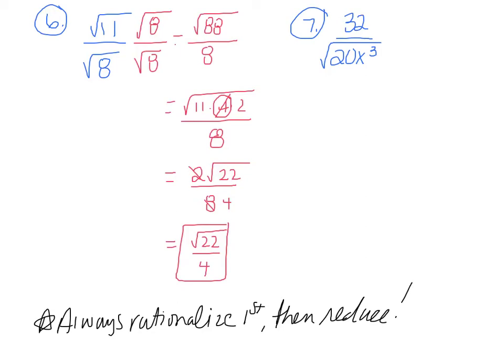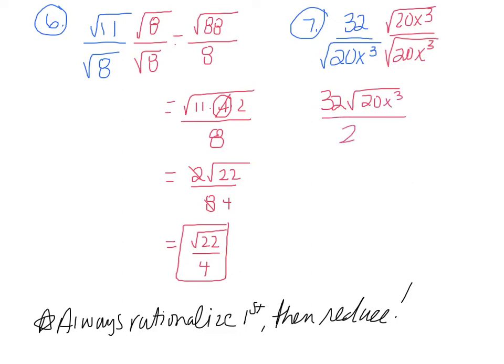So we're going to rationalize by multiplying the top by the square root of 20 times x cubed, and then the bottom times the square root of 20x cubed. Okay, so on the top we have 32 radical 20x cubed, and on the bottom you would just have 20x cubed. Okay, so let's go ahead and break down our radical.